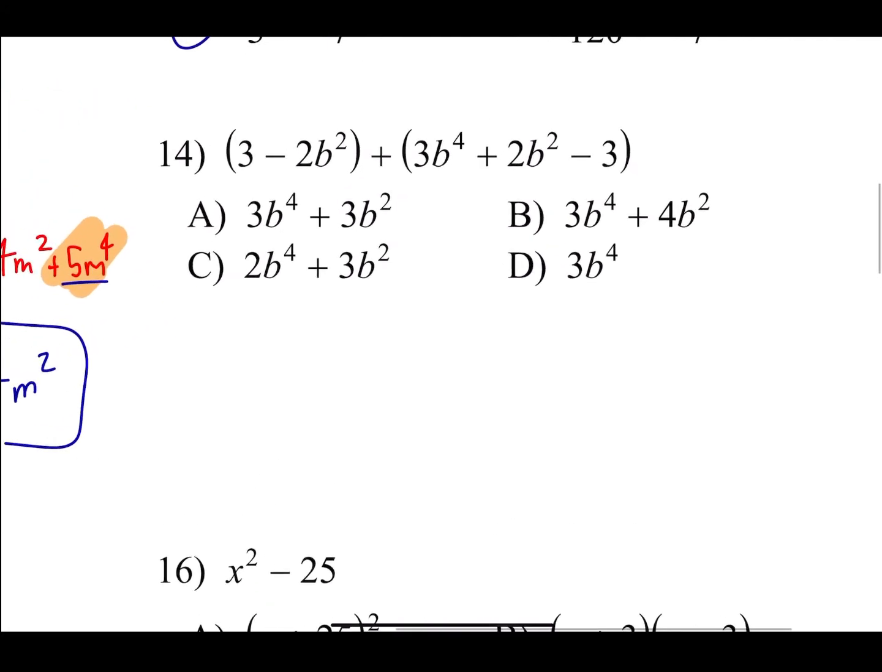14 is much the same, except there is no distributing the negative. You distribute a positive 1, nothing changes. These parentheses do not need to be there.